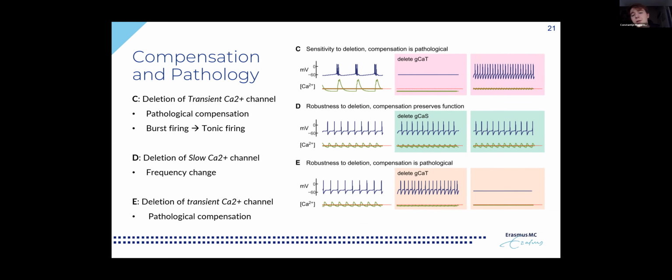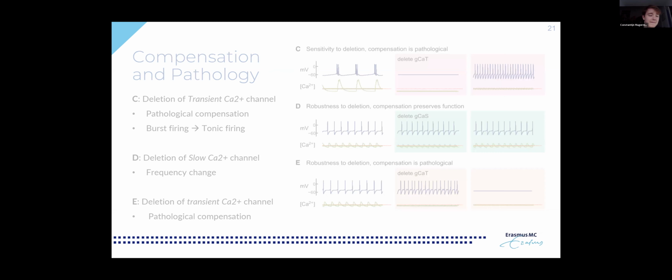In test D, you saw a cell which is very robust against deletion. It might have a slight change of frequency, but then it also compensates for that. So it just doesn't care. And E is a cell which is robust to deletion. As you can see, it just keeps on firing after deletion, but then it suddenly stops at compensation, meaning we have another pathological compensation mechanism right here.